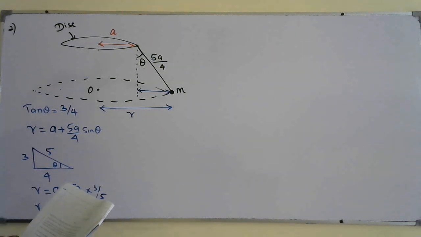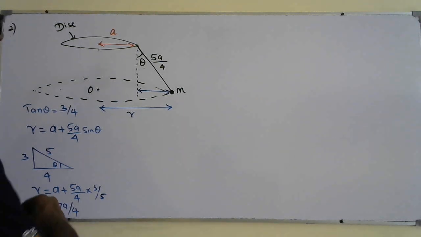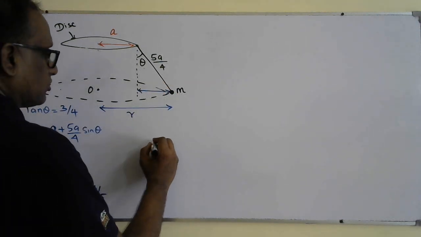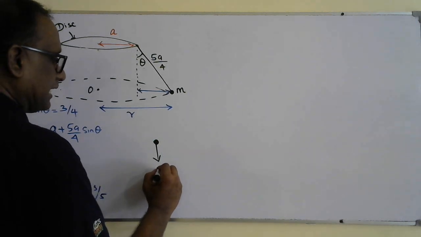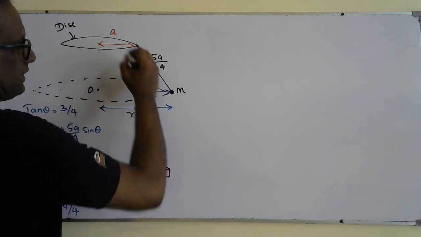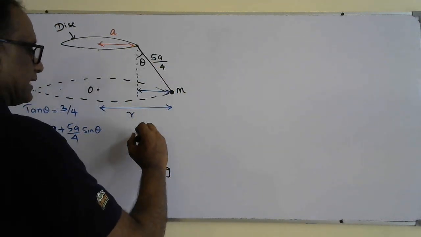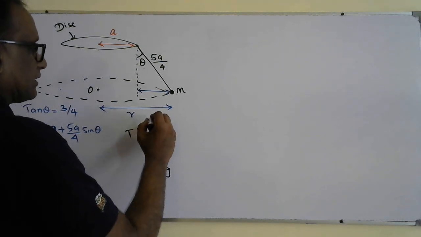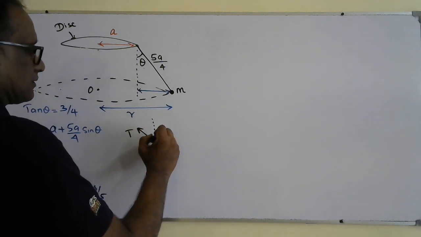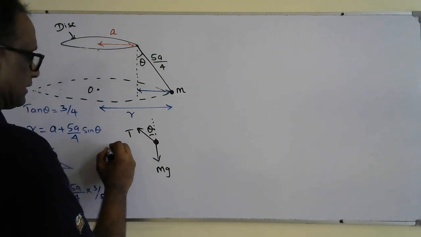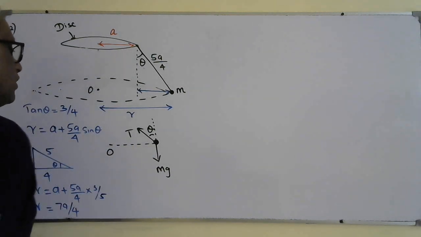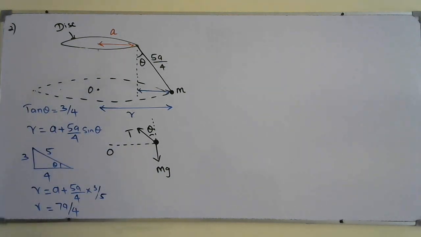Okay, so now we need to think about the forces acting on the particle, the chair C. What are the forces acting on it? So the weight is acting downwards, mg. And the tension of the cable, that's the question. Tension is acting in this direction, that is T. This angle is theta. So the center is O, somewhere here. Okay, so the chair is moving on a horizontal circle.